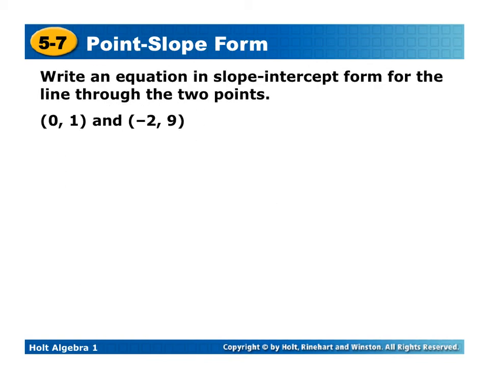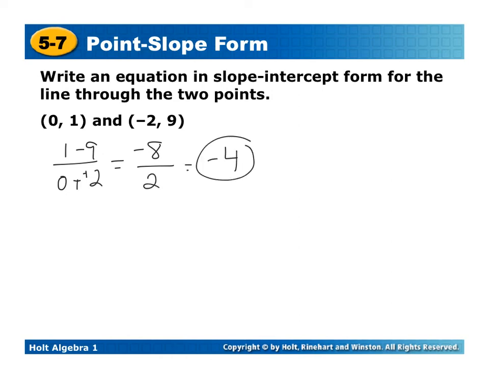So now it's your turn. Go ahead and pause the video and try this one out for yourself. Alright, so hopefully you started by finding your slope. So I'm going to do 1 minus 9, my y value, minus my x, 0 minus -2. Remember, keep it consistent. 1 minus 9 is -8. 0 plus 2 is 2. So this is going to give us a slope of -4.